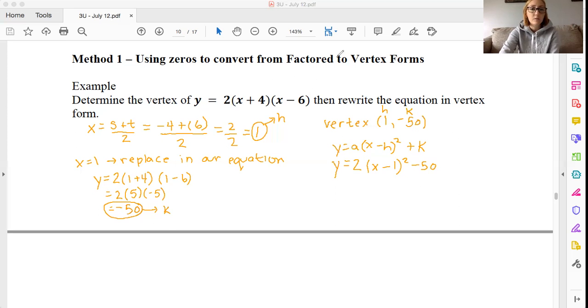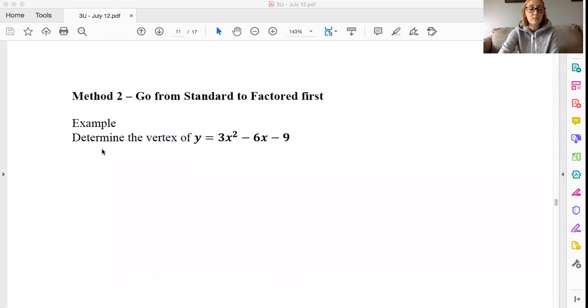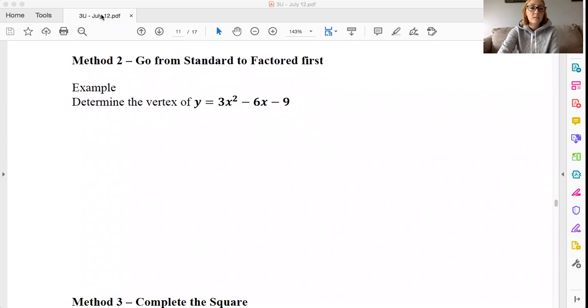Okay, so I'm going to clear that and we're going to go to method number 2. So the first one was to use our zeros. The second one is to go from our standard form to our factored form. That way we can get the vertex, and that way we can put it into the vertex form. Okay, so our first thing that we're going to do, and this goes back to the very first day, is we're going to look for a common factor. Okay, so this one has a common factor of 3. So this guy can be factored like so.